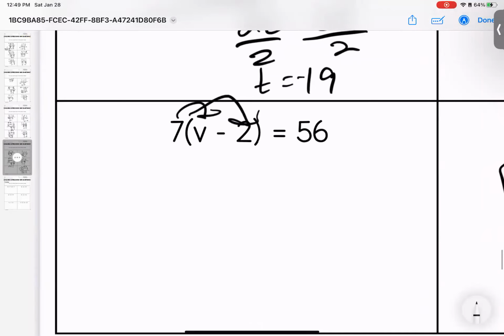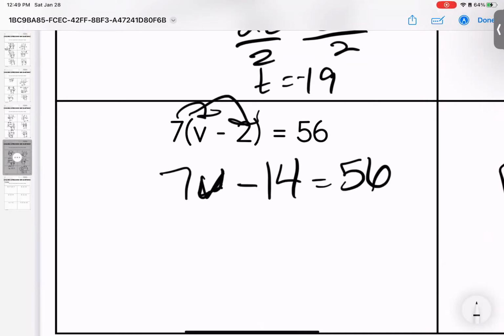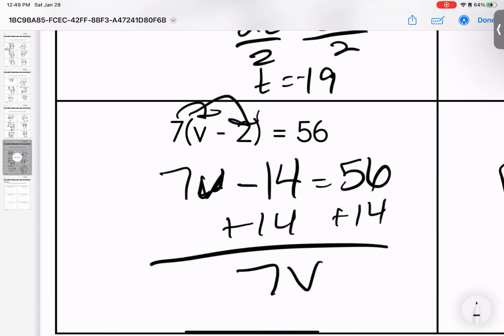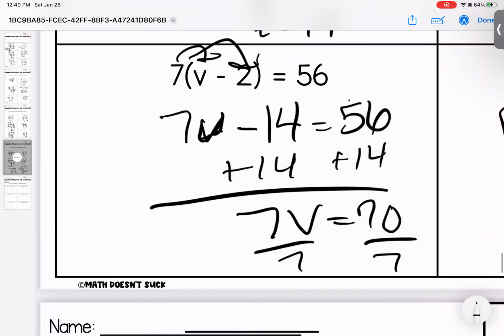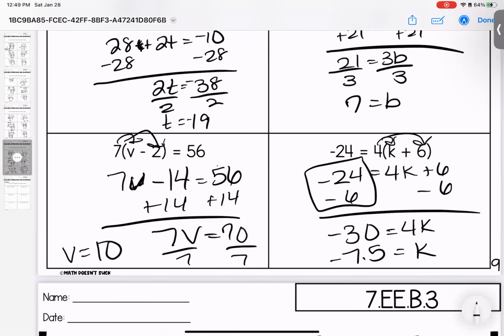Share your 7. 7b. Ooh, my hand and my mouth are not matching. Minus 14 equals 56. Plus 14. Plus 14. Kick that constant out. We have a 70. Divide both sides by 7. And we have v is equal to 10. Any questions on page 4? Bring them with you to class.